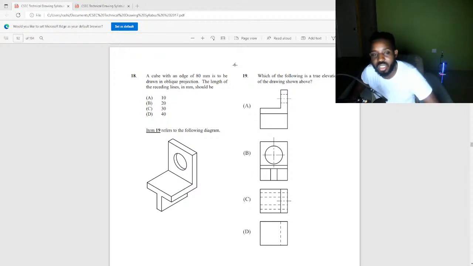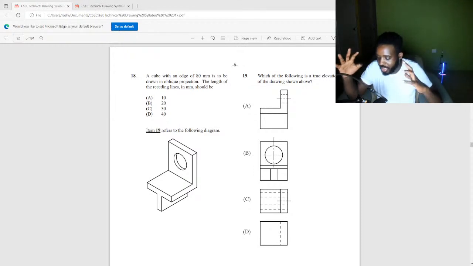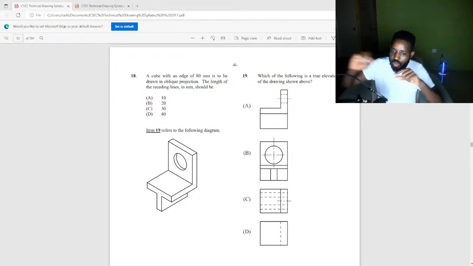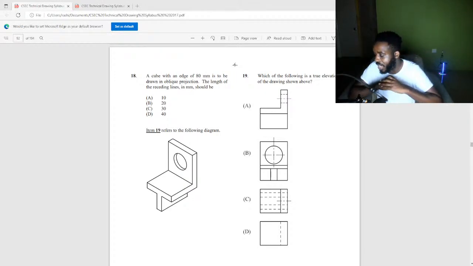With oblique projection, you have cabinet oblique projection and cavalier oblique projection. For cavalier oblique projection, it's almost like isometric, except you draw the face of the figure flat. So if you have a cube, you draw this face as a square, and then you project the lines out at a 45-degree angle. In isometric, you draw them at a 30-degree angle. In oblique, you use 45 and the face is flat.